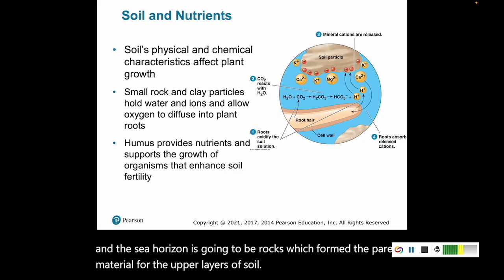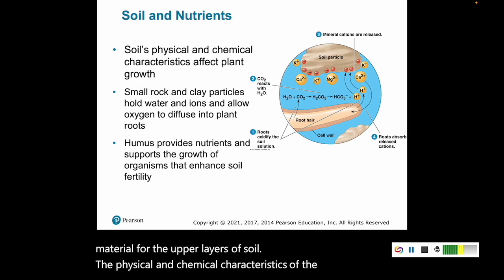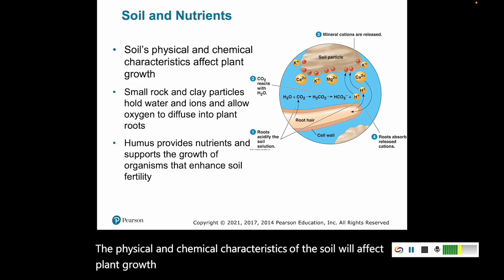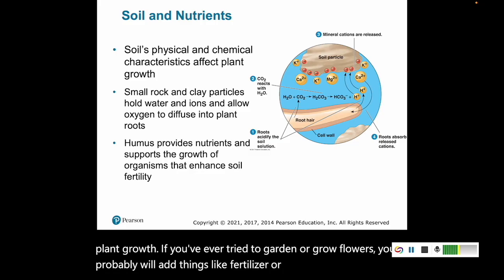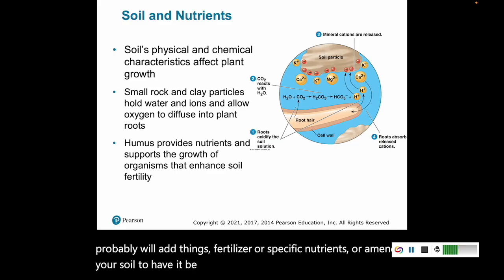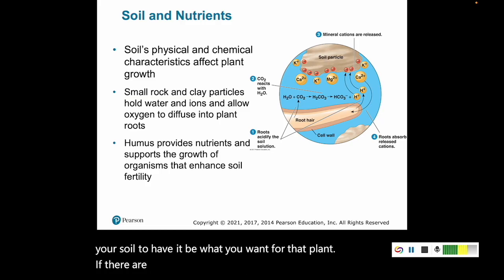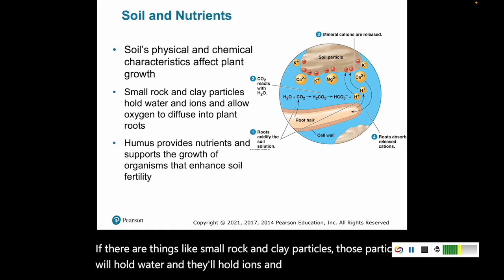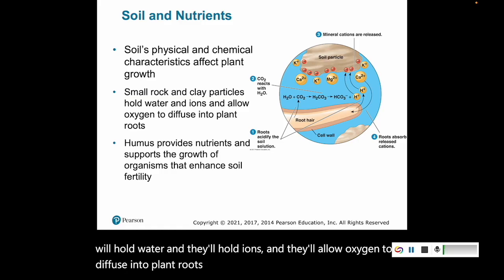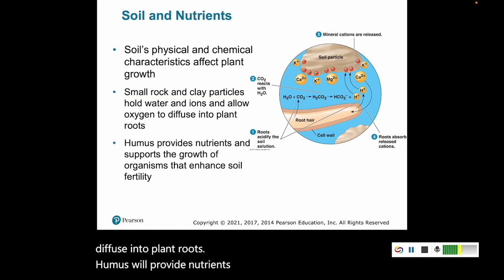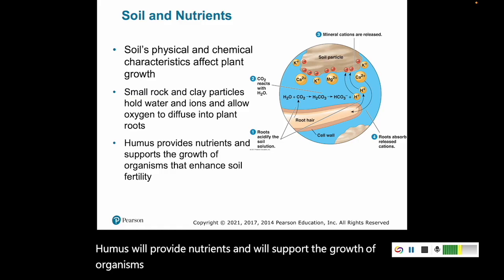The physical and chemical characteristics of the soil will affect plant growth. If you've ever tried to garden or grow flowers, you probably will add things like fertilizer or specific nutrients or amend your soil to have it be what you want for that plant. If there are things like small rock and clay particles, those particles will hold water and they'll hold ions and they'll allow oxygen to diffuse into plant roots. Humus will provide nutrients and will support the growth of organisms to enhance soil fertility.